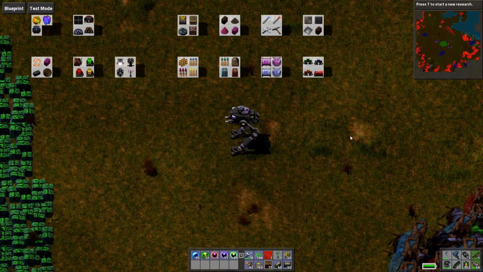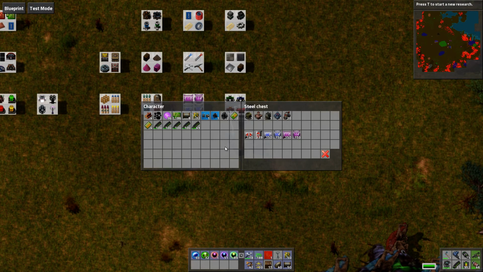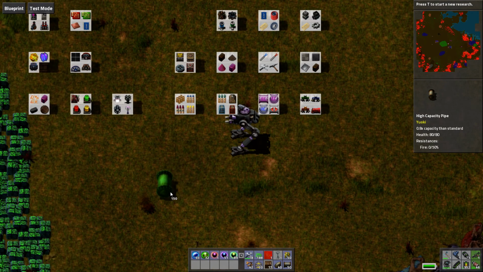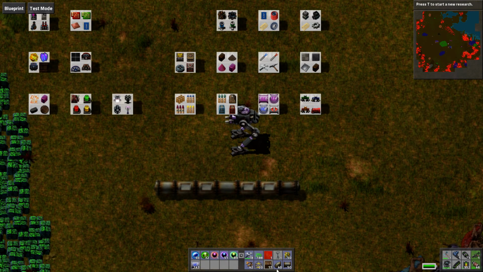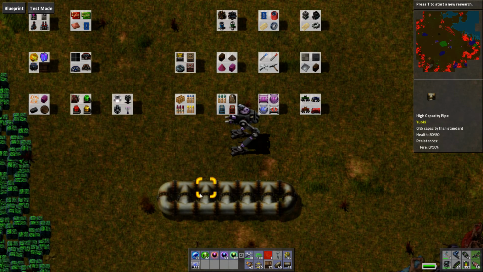Okay, although I don't understand why I'm missing a pipe. That's strange. They also have the high capacity pipes, which look exactly like the normal pipes, and they also connect to the normal pipe, only they have a higher capacity than the normal pipes. So they have 2.5 times the capacity of the normal pipes.